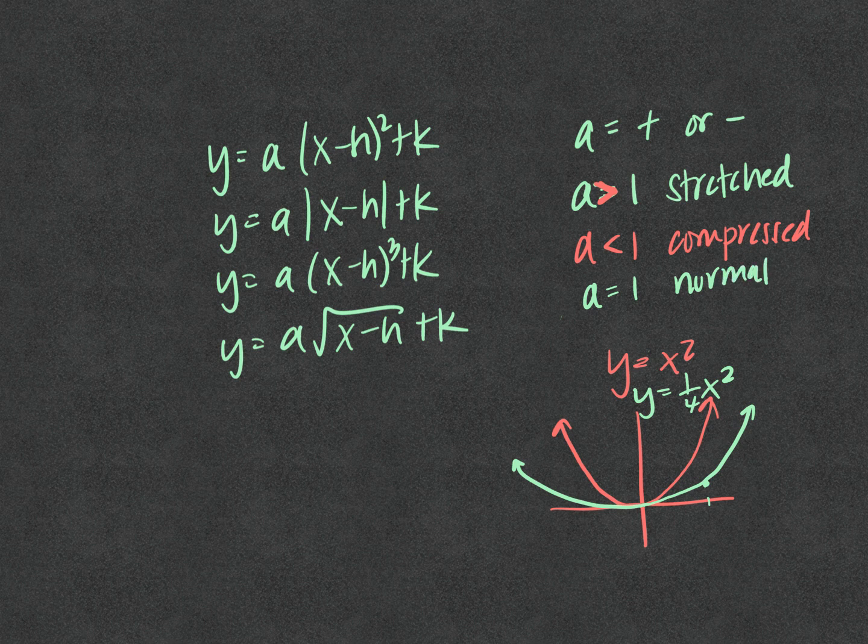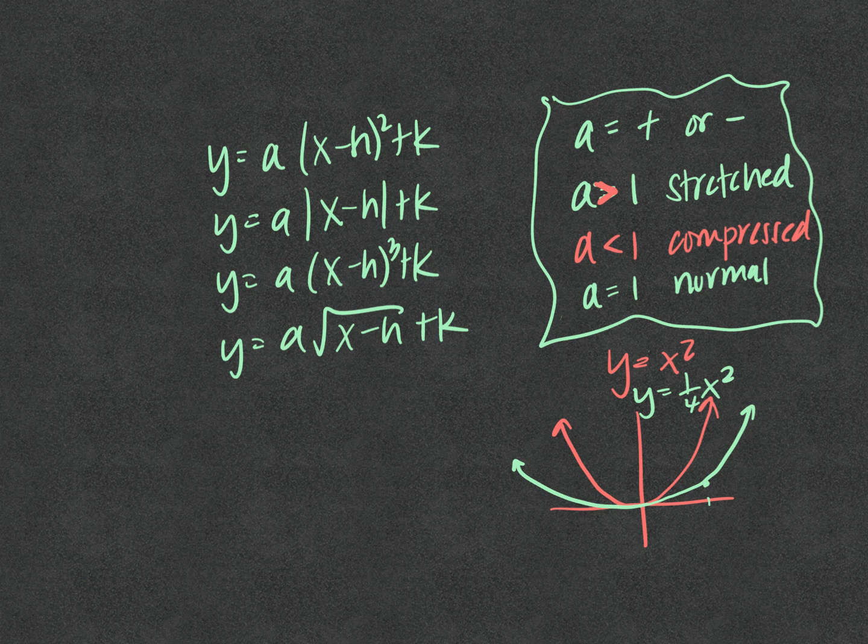So if there's nothing in front of the parentheses or the absolute value or the square root, it's our normal understood graph. So this is your note. If a is positive, it opens up or normal. If a is negative, it reflects across the x-axis or opens down. If a is greater than 1, it's stretched. If a is less than 1, it's compressed. And if a equals 1, it's normal.